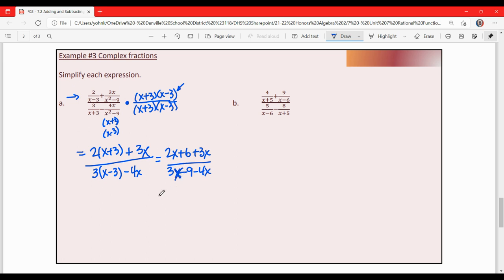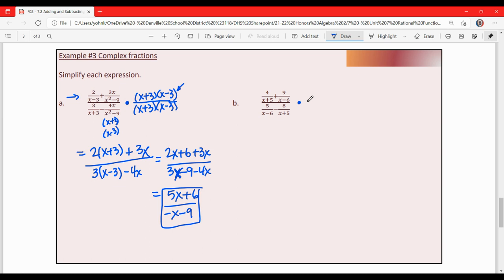All right, collect like terms. On the top, I have 5x plus 6. On the bottom, I got negative x minus 9. Look at that. Common denominator. When I multiply by a common denominator of all 4 denominators, that's going to allow me to get rid of the fractions right away. And I don't have any more fractions within the fractions.